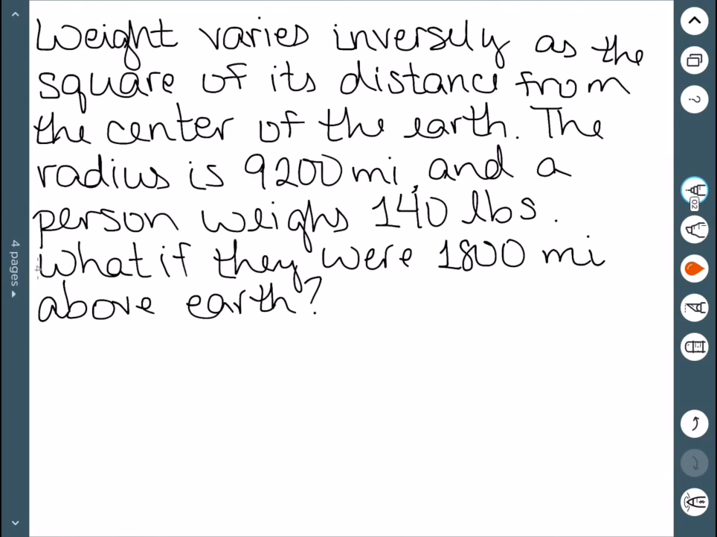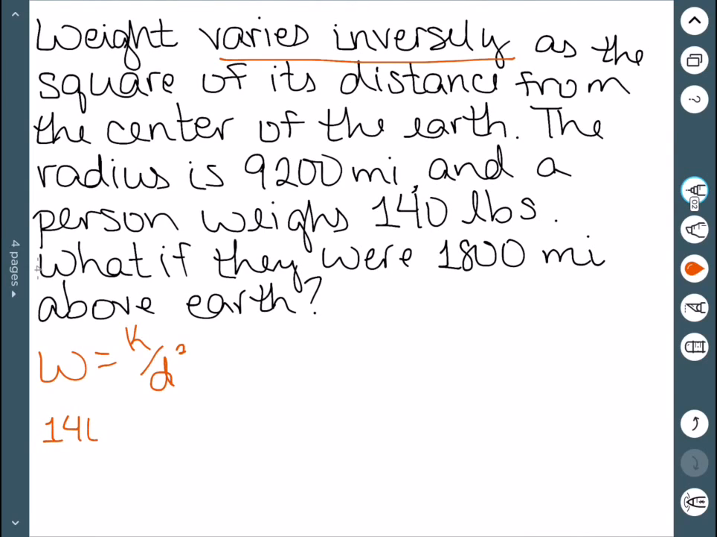For our last example, your weight varies inversely as the square of your distance from the center of the Earth. In this case, the radius of the Earth is 9,200 miles, and we have a person on the surface that weighs 140 pounds. We want to know how much they weigh if they are 1,800 miles above the Earth. Well, it says it varies inversely, so I'll use W equal to k over, as the square of their distance, so d squared.